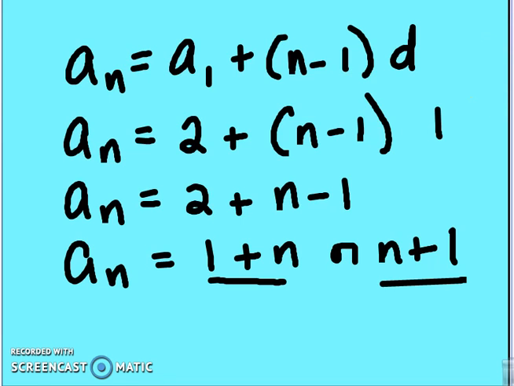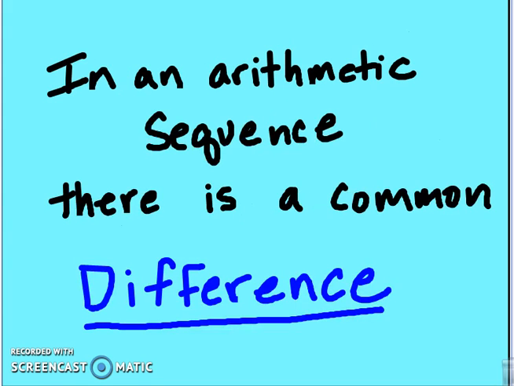A sub n is equal to 2 plus n minus 1. And if I simplify, a sub n is equal to 1 plus n, or n plus 1. All right, so in an arithmetic sequence, there is a common difference.